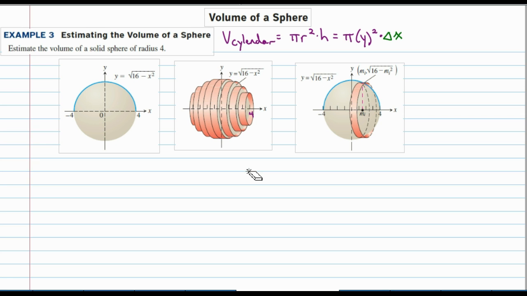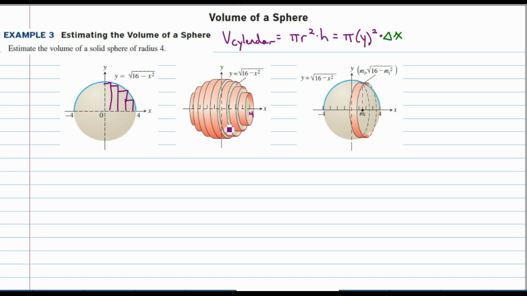So if we take a circle and cut that circle into our rectangular pieces, and then take those rectangular pieces and spin them about the x-axis, we will get what looks like several cylinders stacked on top of each other, which will be our estimate for a sphere.